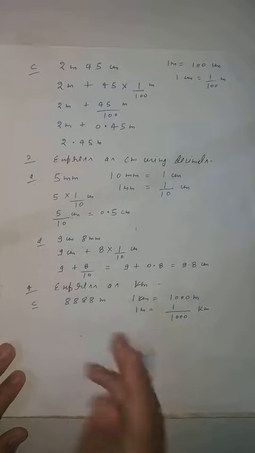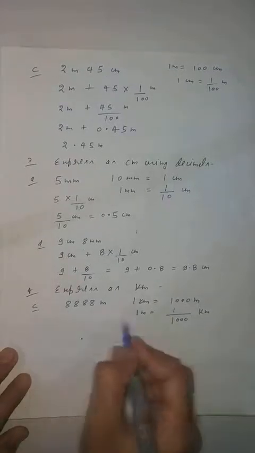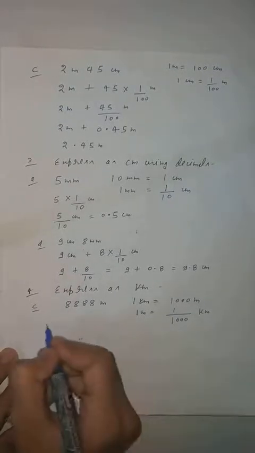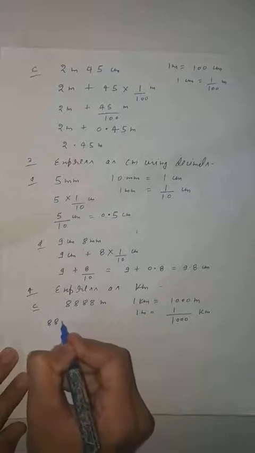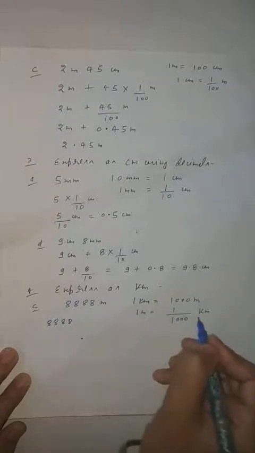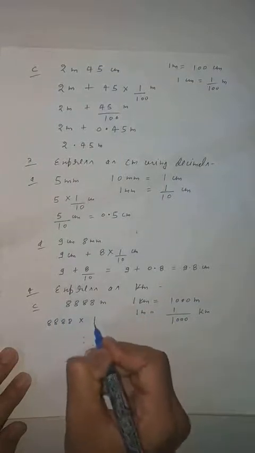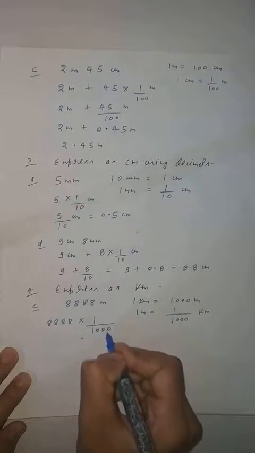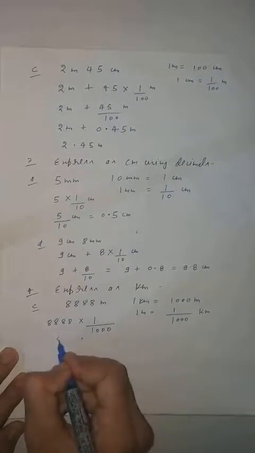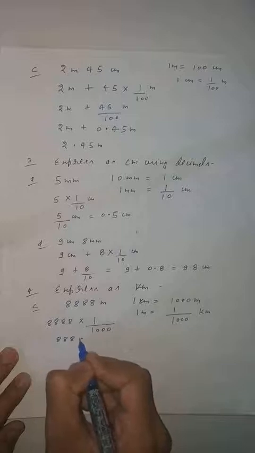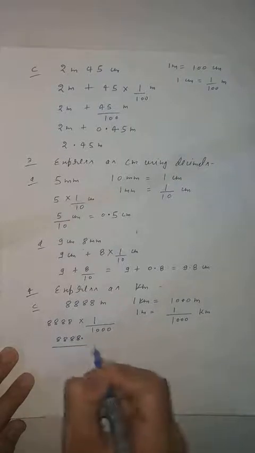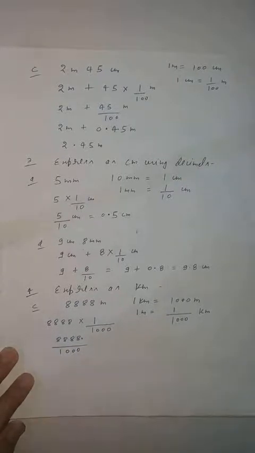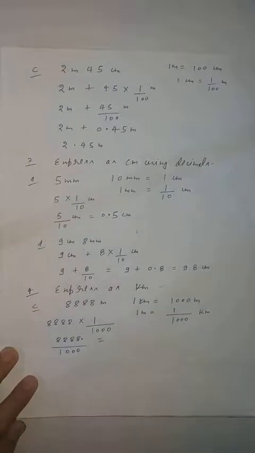Is that clear? Now you have to convert this meter. You know that 1 meter equal to 1 upon 1000 kilometer. So 8,888 meter, you have to change in kilometer. So you will multiply by 1 upon 1000. Clear? So this is become what? This will become 8,888 upon 1000.